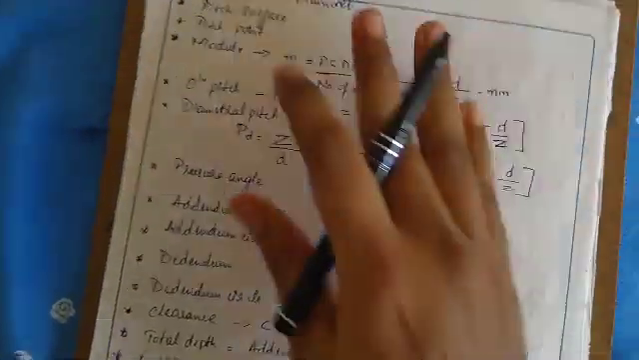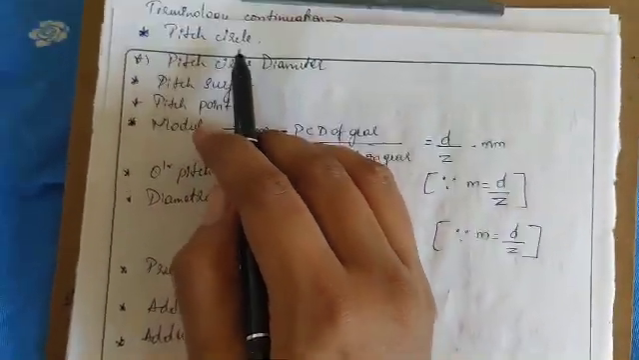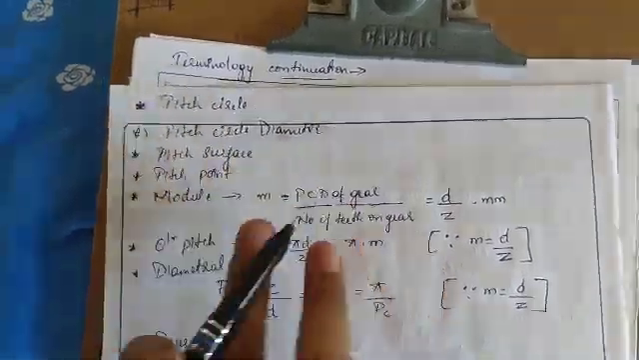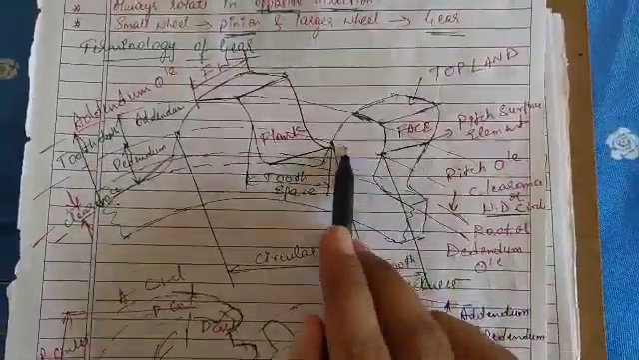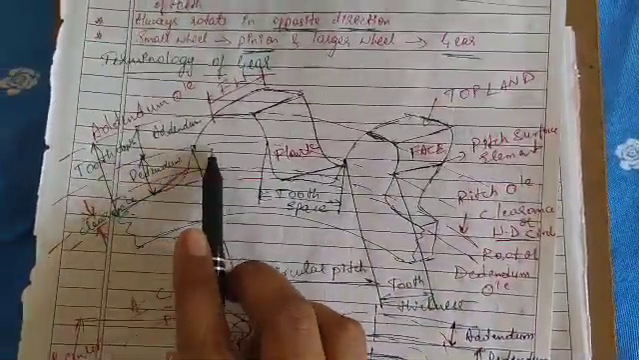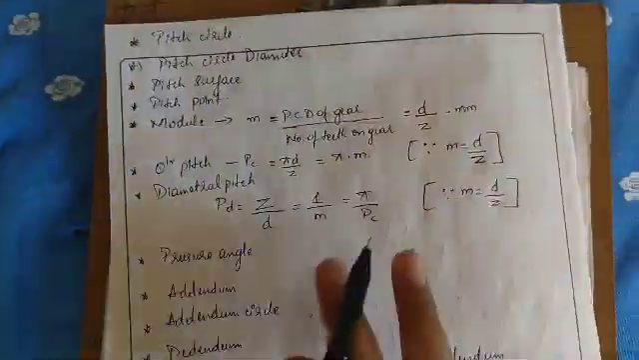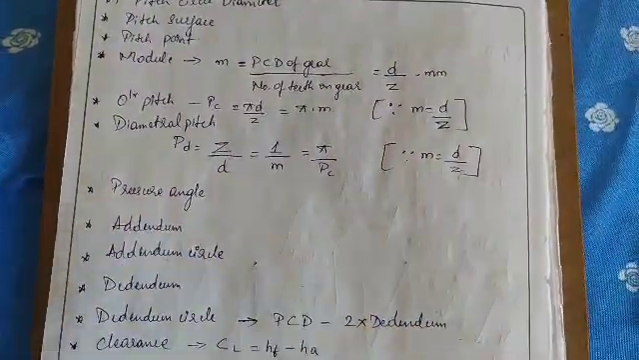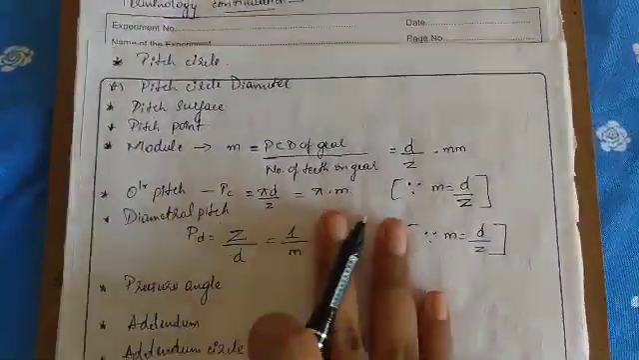Here we are using the pitch circle. We know the pitch circle is an imaginary circle on the gear, this line in between the addendum and the dedendum. It is an imaginary circle on the gear which, by pure rolling action, would produce the same motion as the actual gear.